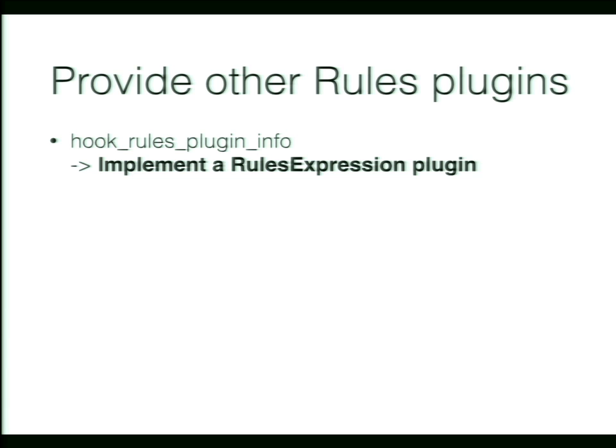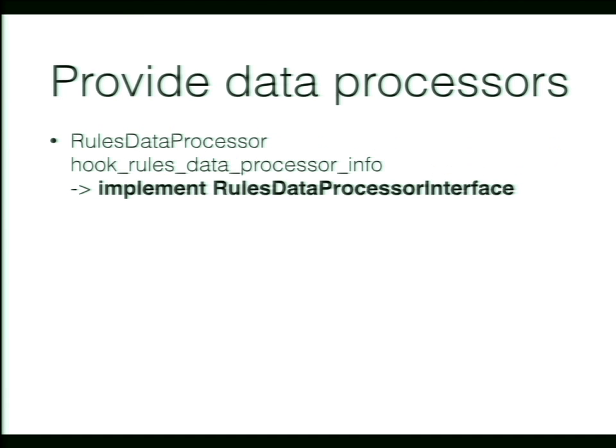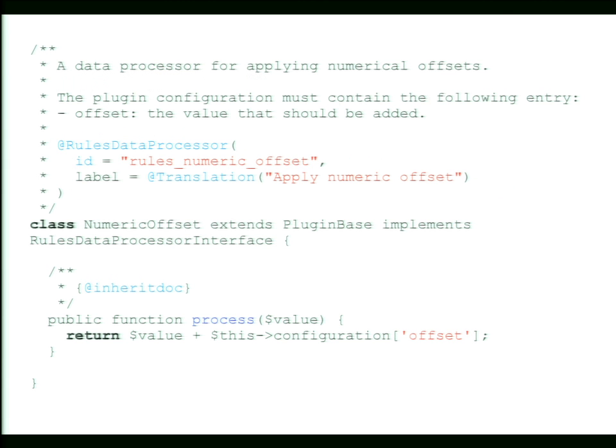One example would be the Rules Conditional module in Drupal 7. It provides a separate plugin for the if and else statement, and you're going to do that just by extending the Rules expression plugins. Then there's the possibility to specify input evaluators and the possibility to specify data processors. An example for a data processor would be the numeric offset.